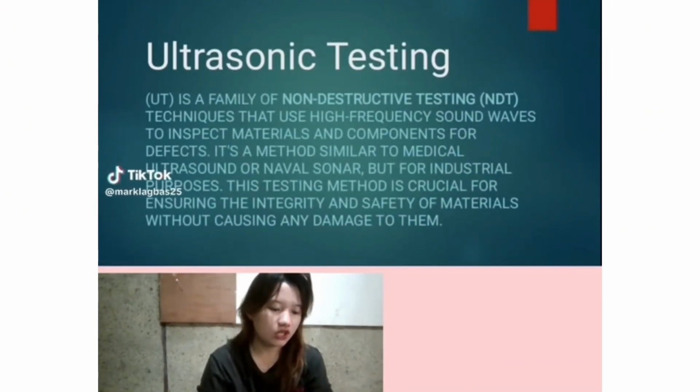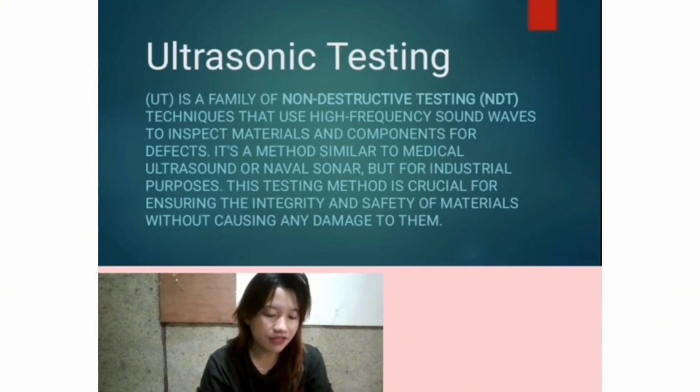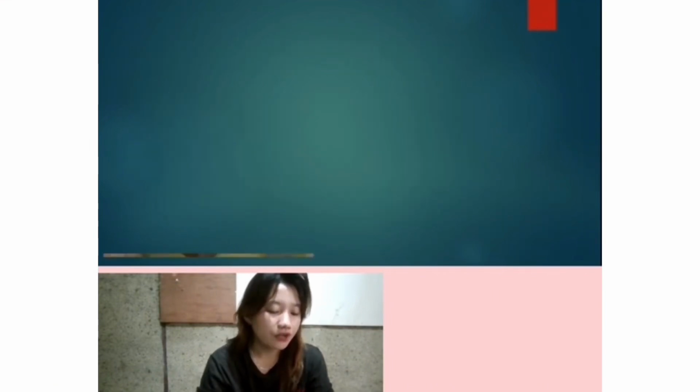Ultrasonic testing, UT, is a family of non-destructive testing, NDT, techniques that use high-frequency sound waves to inspect materials and components for defects. It is a method similar to medical ultrasounds or naval sonar. But for industrial purposes, this testing method is crucial for ensuring the integrity and safety of materials without causing any damage to them. So, how does it work?